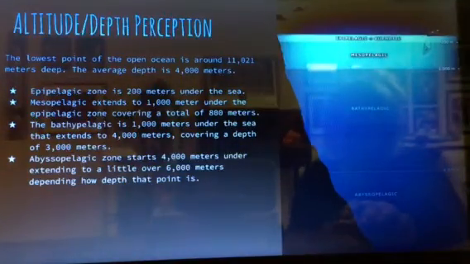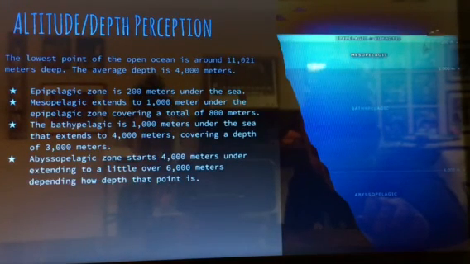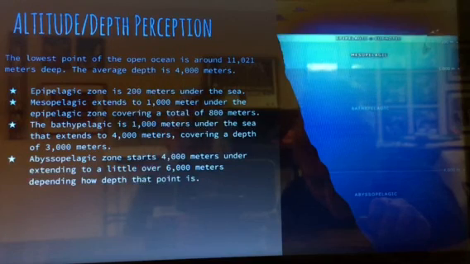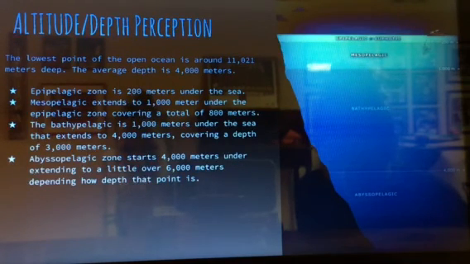The altitude and depth perception. The lowest point of the open ocean reaches about 11,021 meters deep. The open ocean is made up of five subzones, 4 of which are made up in the ocean pelagic biome. The first zone, epipelagic, covers up to 200 meters deep. The mesopelagic zone covers under the first zone from 200 to 1,000 meters, covering a total of 800 meters.